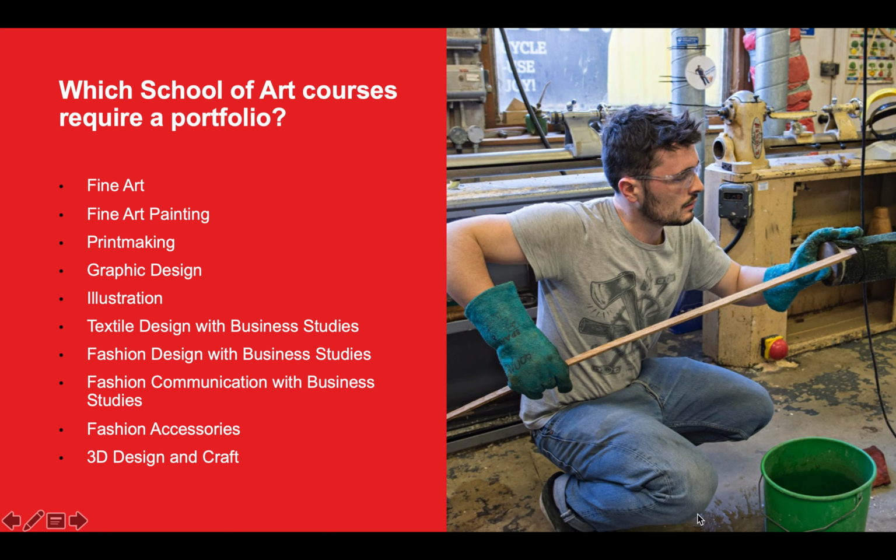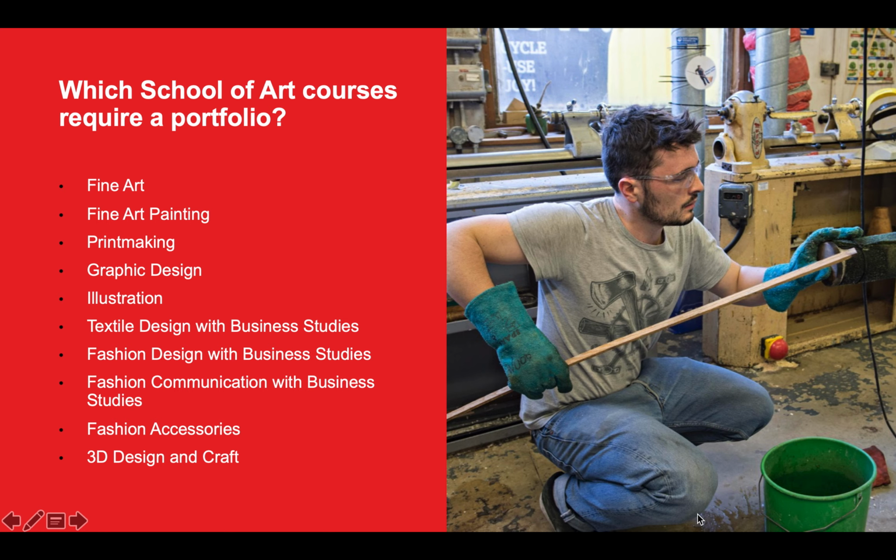The School of Art and Design offers a range of different courses, and it's important that you research the kind of course that you're applying for. At the University of Brighton, we do a fine art course and a fine art painting course. Printmaking borders both fine art and visual communications. We have bespoke courses in graphic design and illustration, which are generally called visual communication. We also have a number of textile design courses, textile and fashion courses, all of which are associated with business studies, so you also learn how to market yourself and work as an independent practitioner.